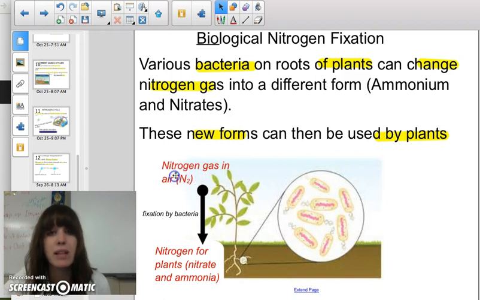Now there's different biological ways nitrogen can be fixed as well. One way is through nitrogen fixing bacteria in the soil. And so this does the same type of process. This bacteria fixes the nitrogen gas in the air and turns it into nitrogen that plants can use. So not all plants can do this, only certain plants can, but these plants do rely on this process of nitrogen fixation to get their nitrogen.